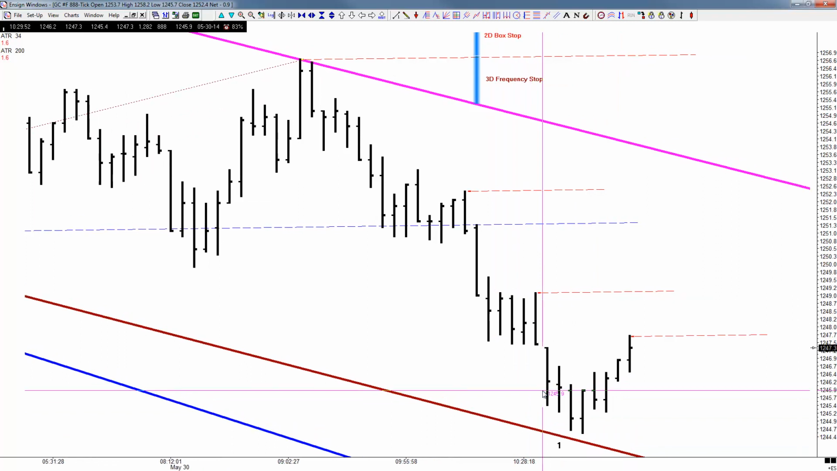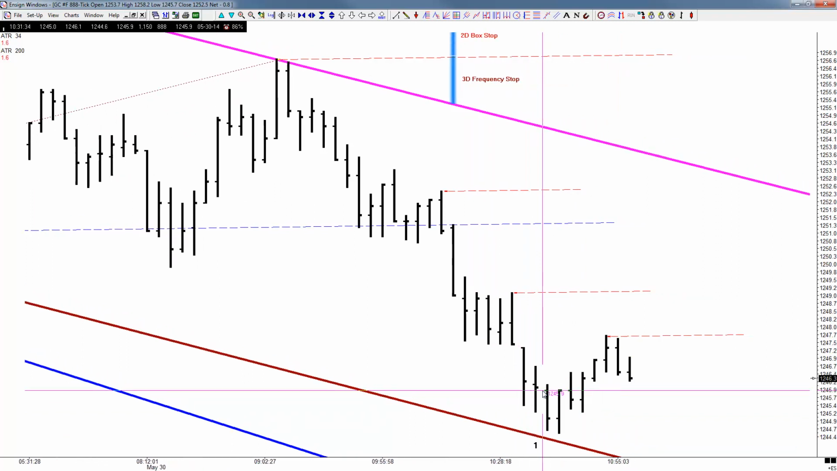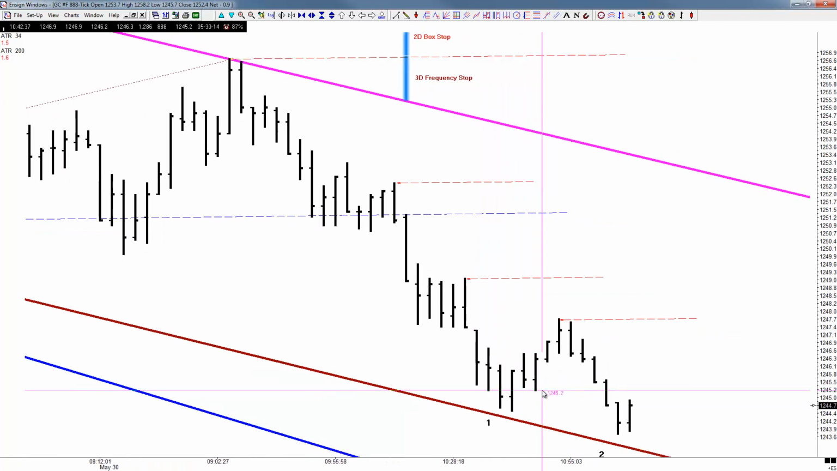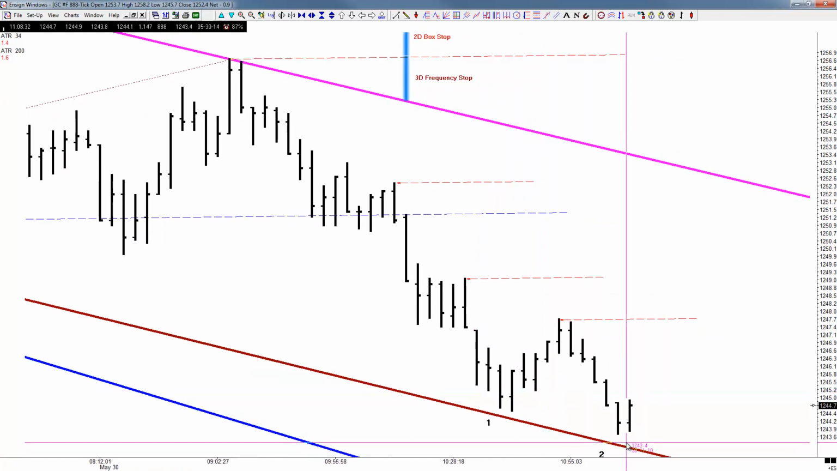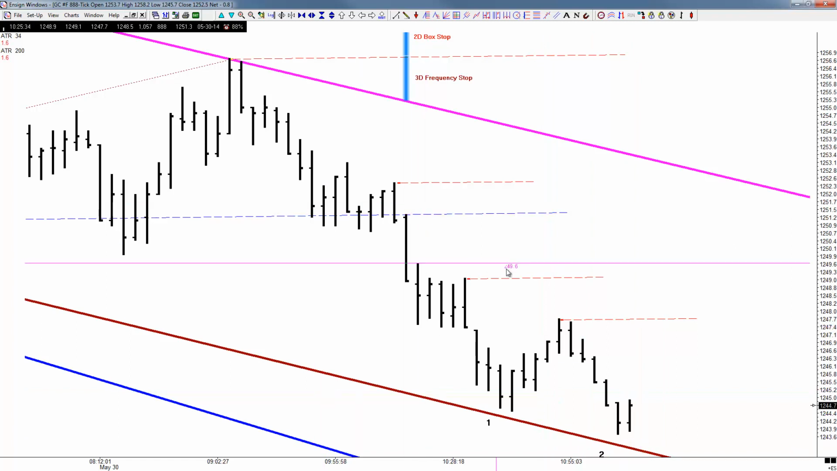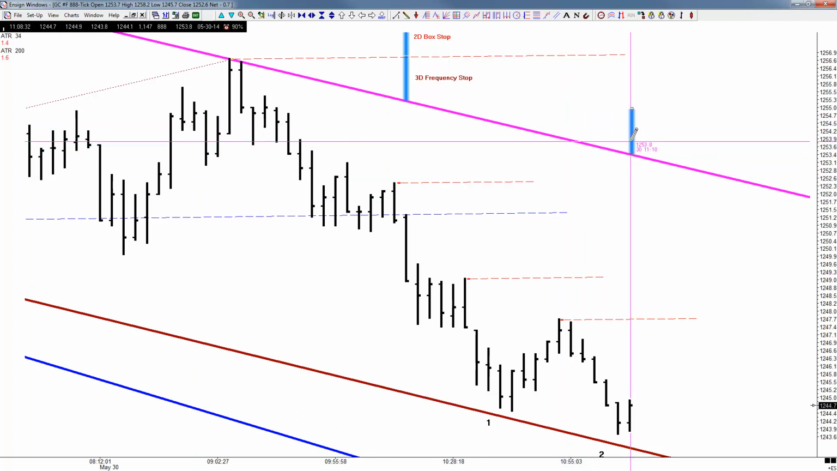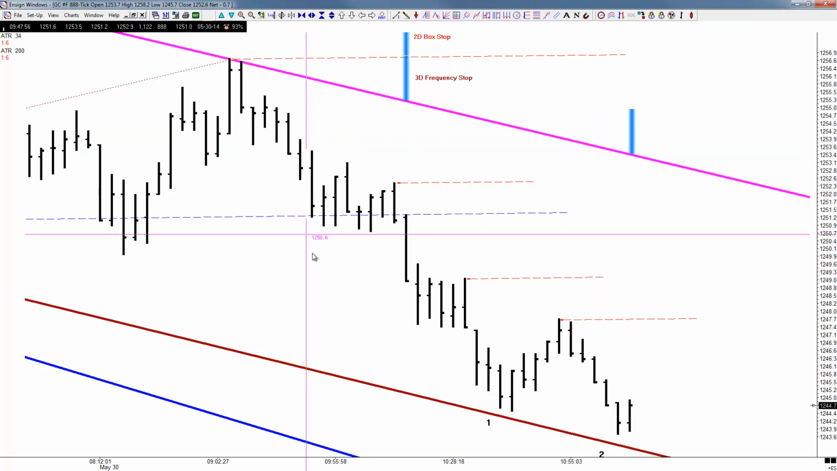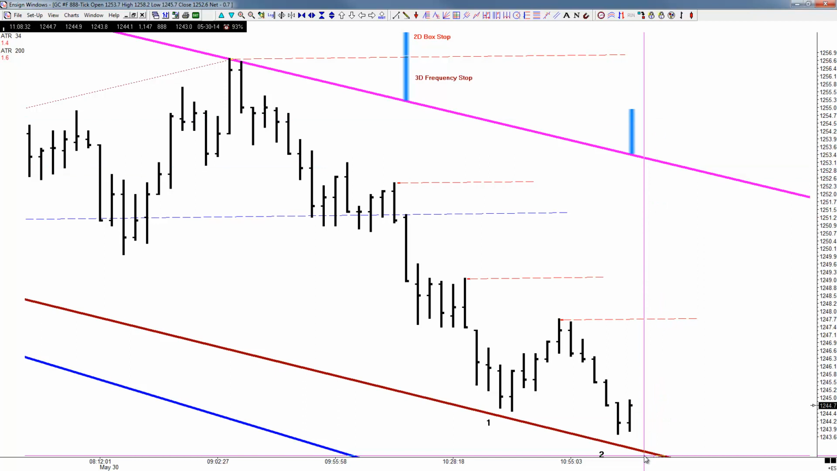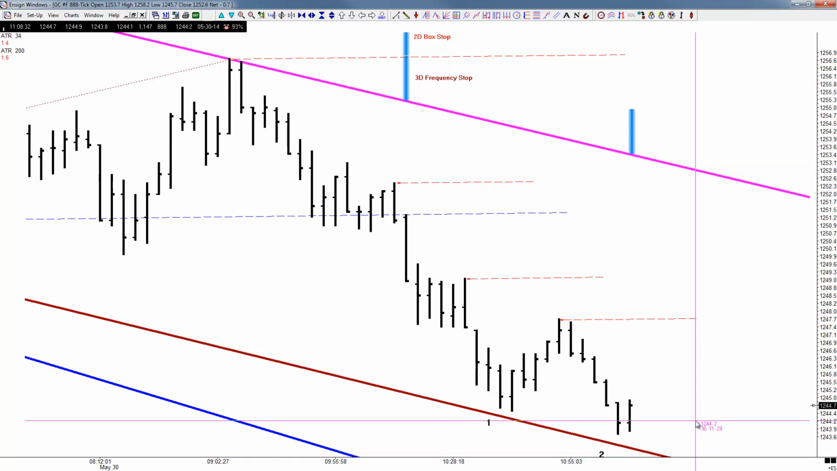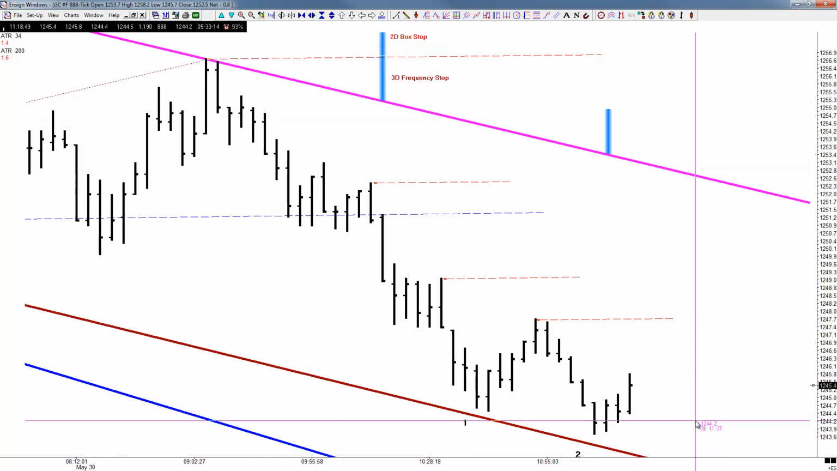Nice pullback. Here's our second drive to the frequency line. Now we're hunting for a low. I can't do anything. I mean, I could do this, or even this. But now you're talking about 1254 versus 1243, right? Second drive to the bottom and impulse higher.